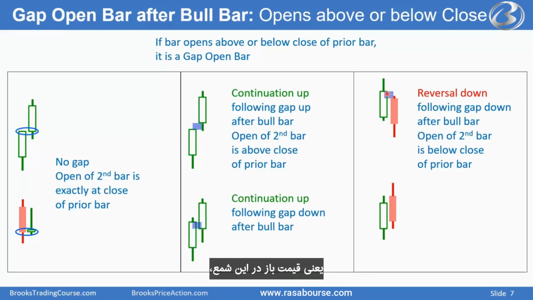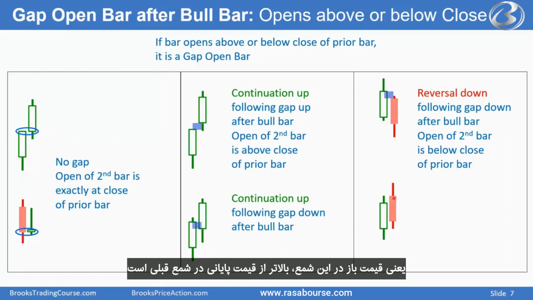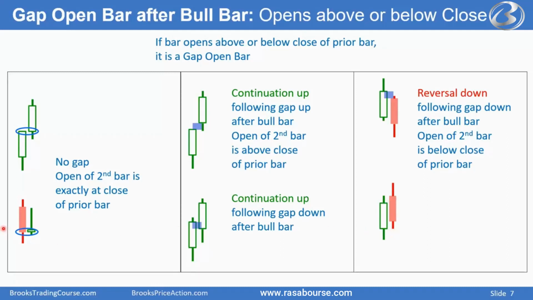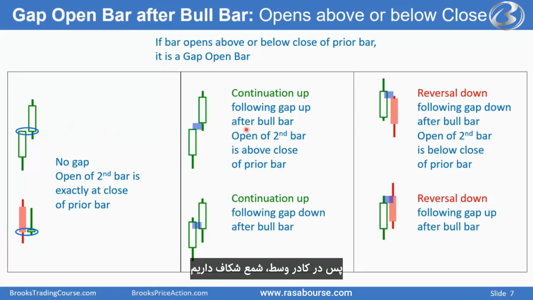The open of this bar gapped below the close. Here we have a gap up and a reversal down. This bar opened above that close and it reversed down. I'm mentioning these gap bars here, continuation up, here bull trend, reversal down, because they can tell you important information about how strong a breakout is. And if you're getting reversals, you may get lower prices. If you're getting continuation, you're probably going to get higher prices.